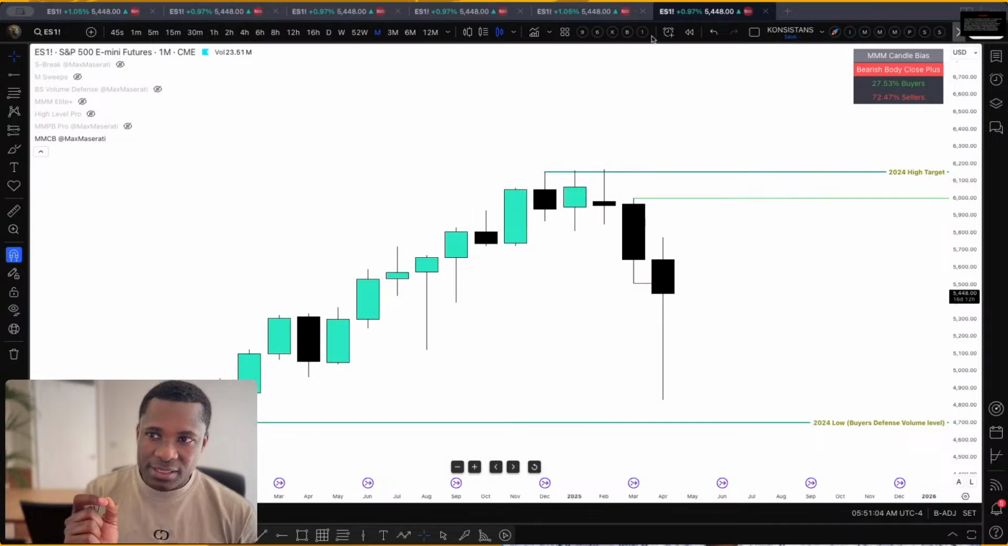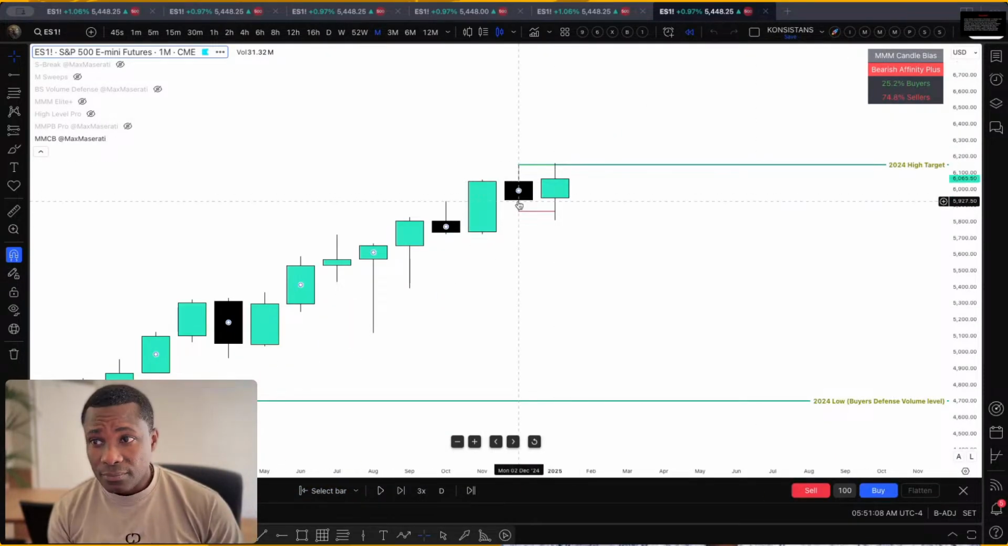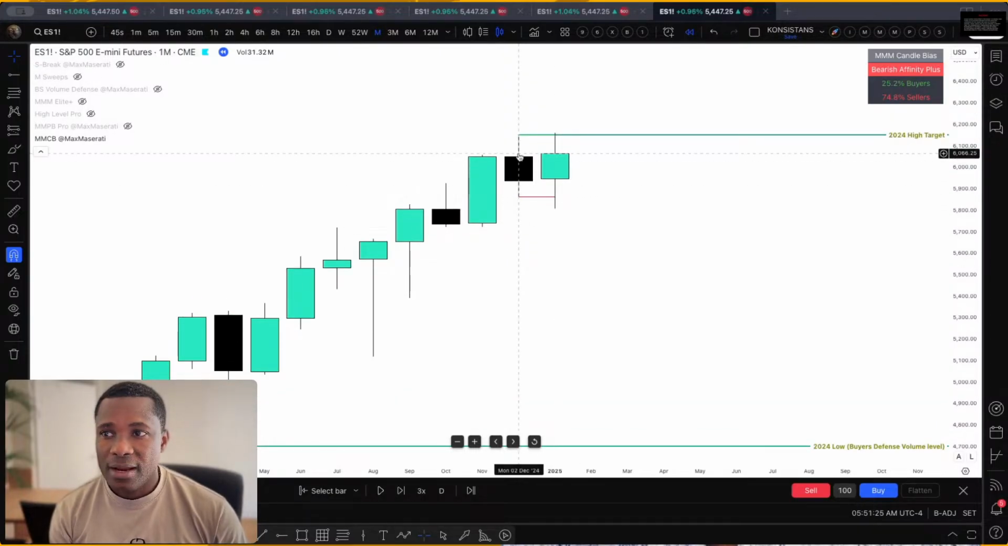So I can go back so you can really see what I'm talking about. This candle was a bearish affinity plus. So we are considering that this candle is not closed yet, right? This is the low. This is what we expect, pushing higher to this high as well. It doesn't matter for us. What matters for us is that we have a bearish affinity plus and we're waiting for price to take this.